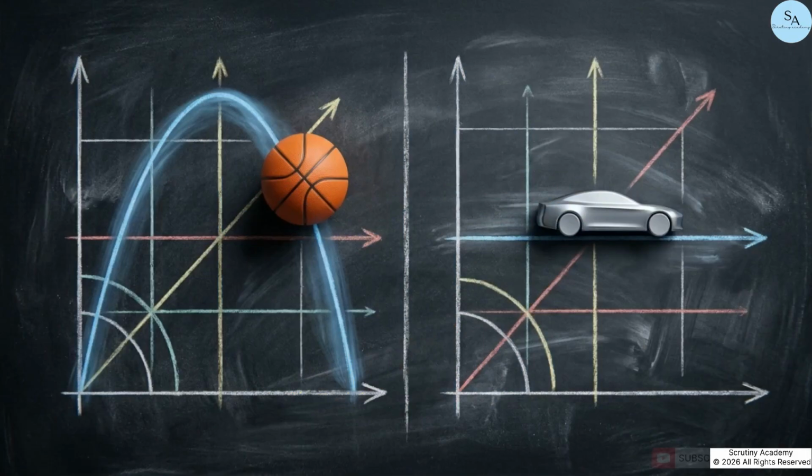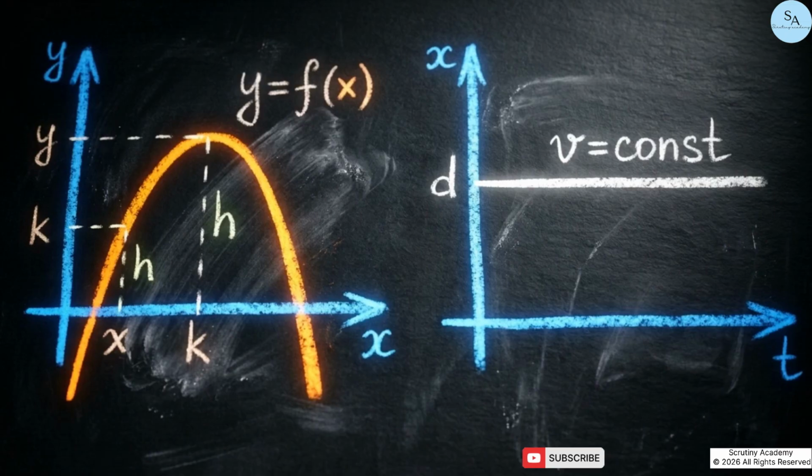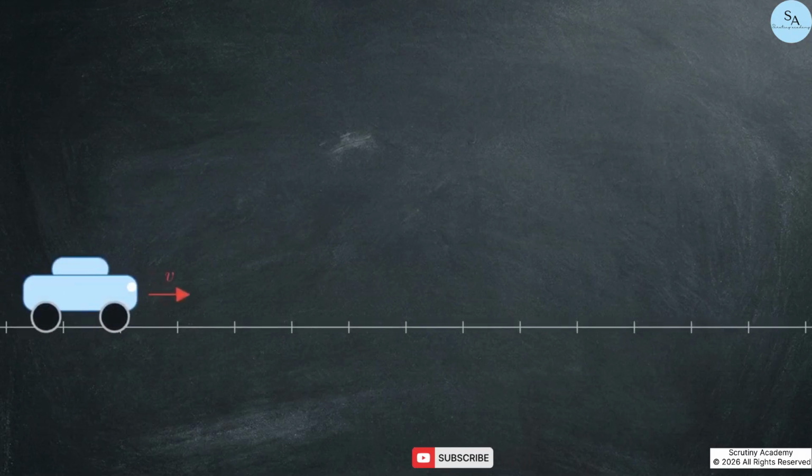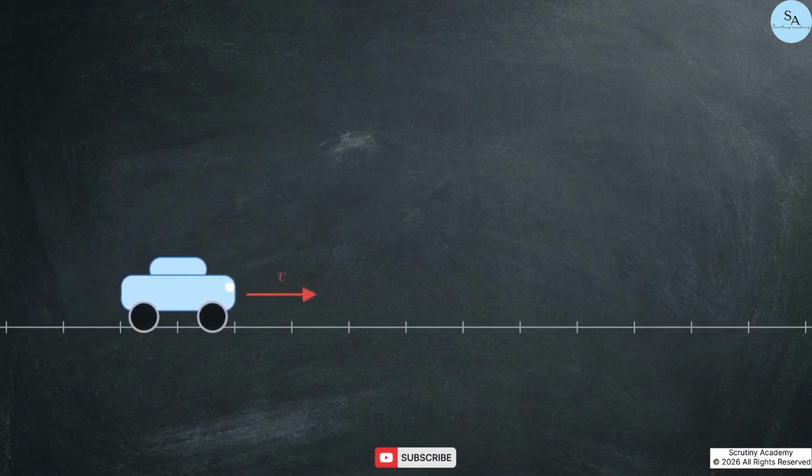Every motion you see, whether it's a basketball flying toward a hoop or a car driving down a straight highway, can be mapped perfectly onto the x and y axes of physics. To understand how objects move, we start in one dimension.